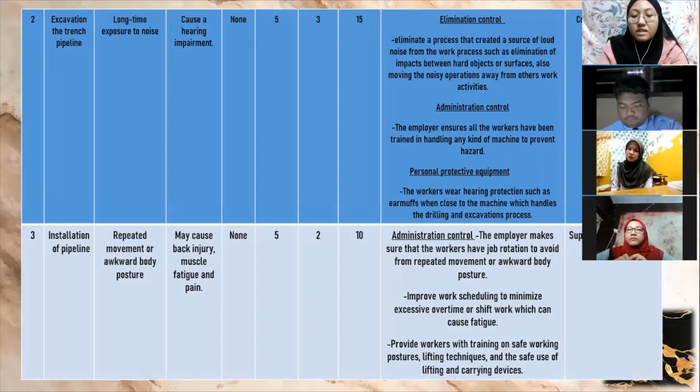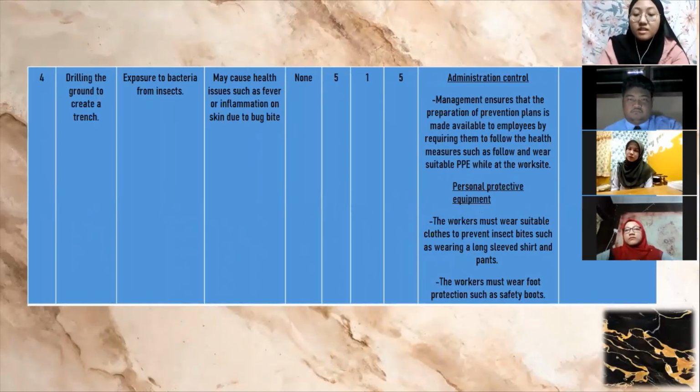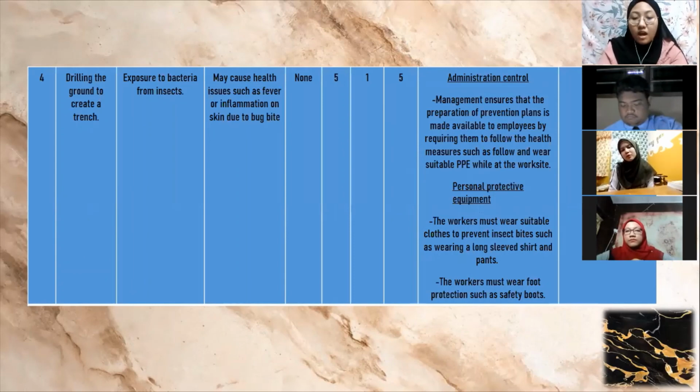And for the control measure, there are 2. The administration control ensures that the preparation of the prevention plan is made available to employees by requiring them to follow health measures such as furlough and wear suitable PPE while working at the work site. The last control measure is personal protective equipment. The worker must wear suitable clothes to prevent insect bites, such as a long sleeve shirt and pants. The worker must also wear foot protection such as safety boots.